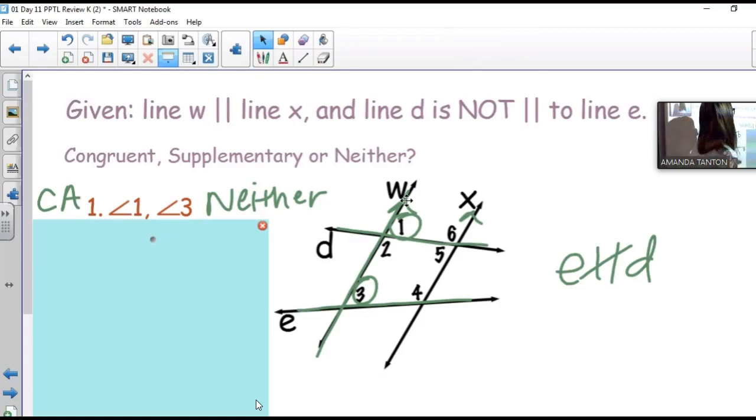So if you don't have parallel lines, you can't use our parallel line theorems, the corresponding angle theorem, the same side exterior angle theorem, all of those.